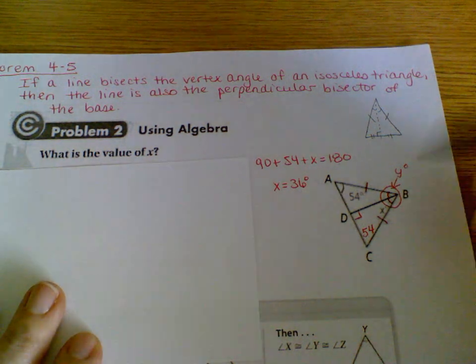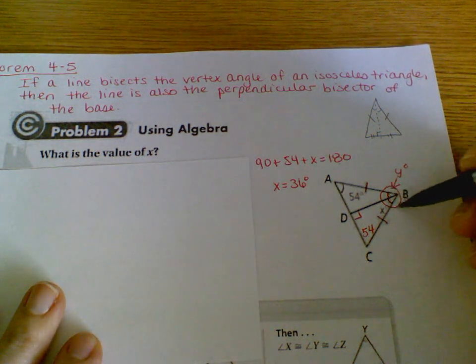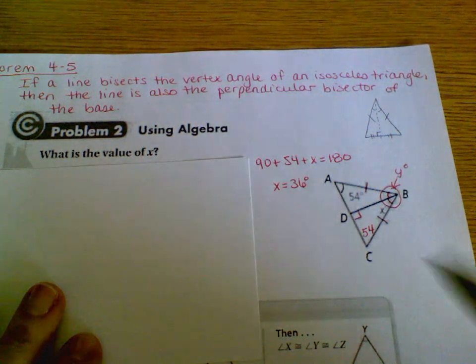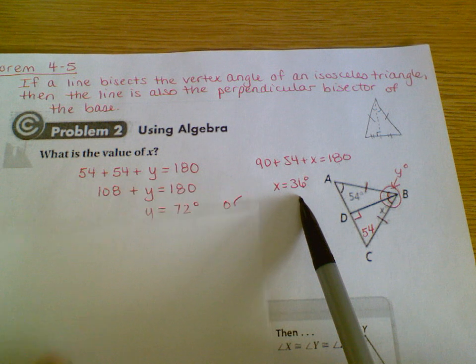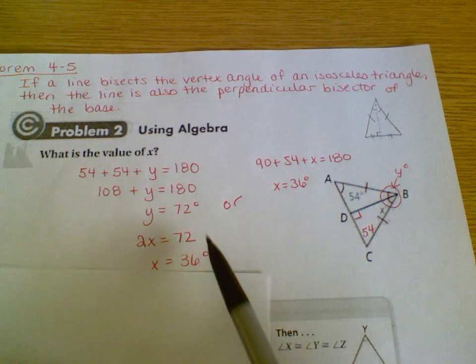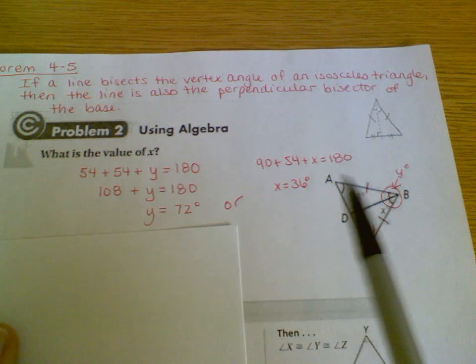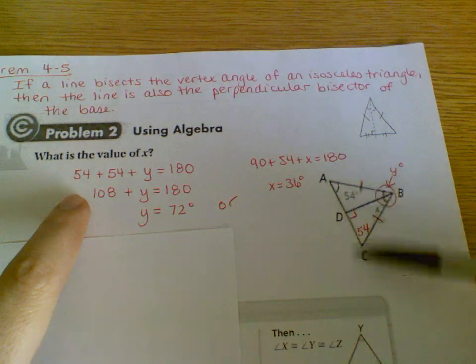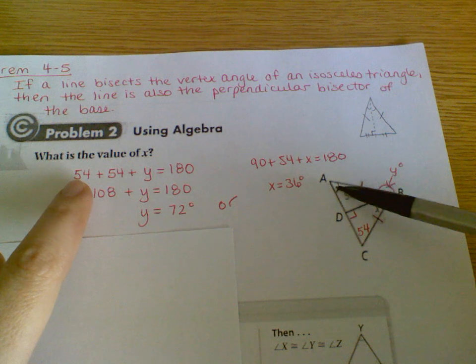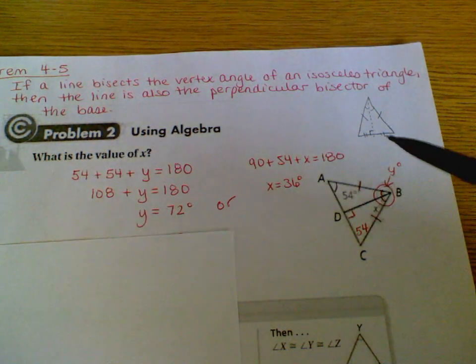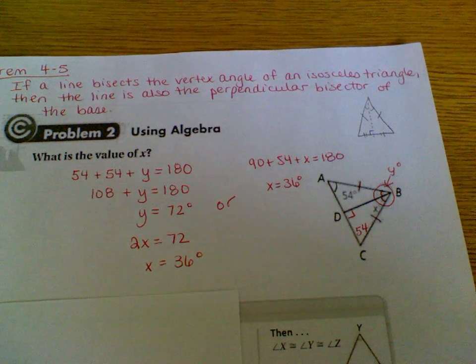In the example, it was missing what letter y is, and letter y is the vertex angle up at the top. So you could find x and then just double it if you wanted to, because you know that y is both of those together. Or I set up an equation where I was using the big triangle and I added 54 plus 54 plus y and then found that it was equal to 72. So it's up to you which way you wanted to approach it.